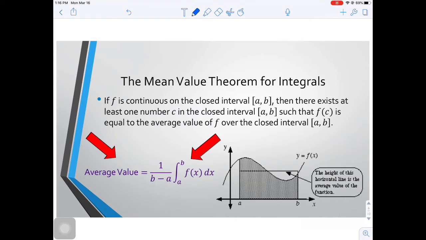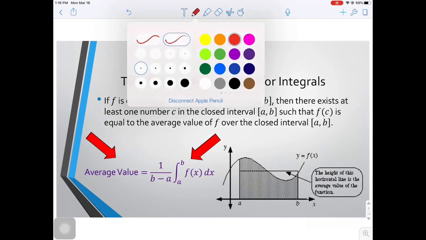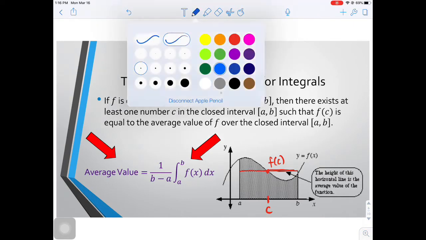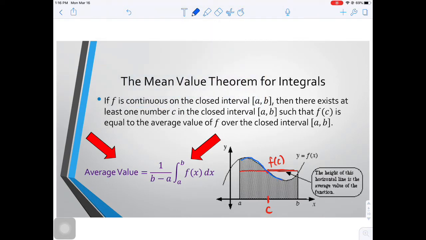What it says is, as long as your function is continuous, somewhere between a and b, there's some c value such that f of c, which is right here, is equal to the average value. So if this is the average y value of this function on that interval, then at least once within the interval, the function itself has to obtain that average value. That's all it's saying. But the takeaway is still that this is the average value formula. That's still the big idea.